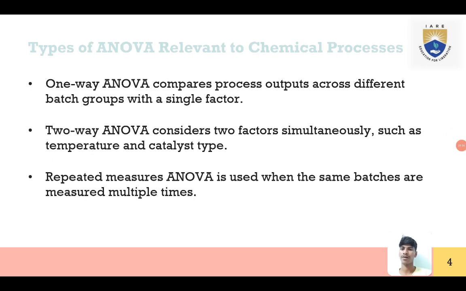Types of ANOVA relevant to chemical process. One-way ANOVA compares process outputs across different batch groups with a single factor. Two-way ANOVA considers two factors simultaneously, such as temperature and catalyst type. Repeated measures ANOVA is used when the same batches are measured multiple times.